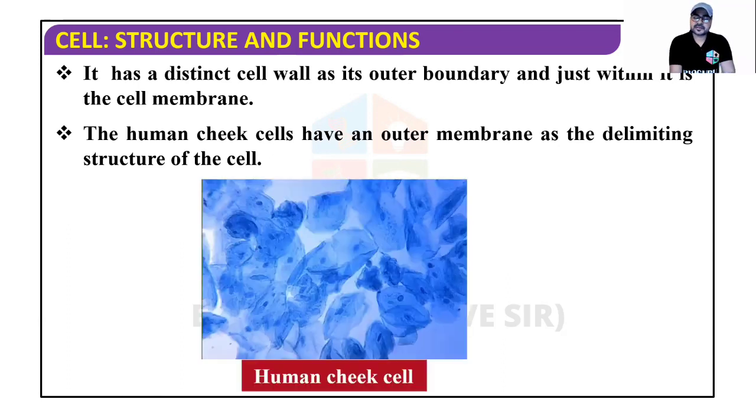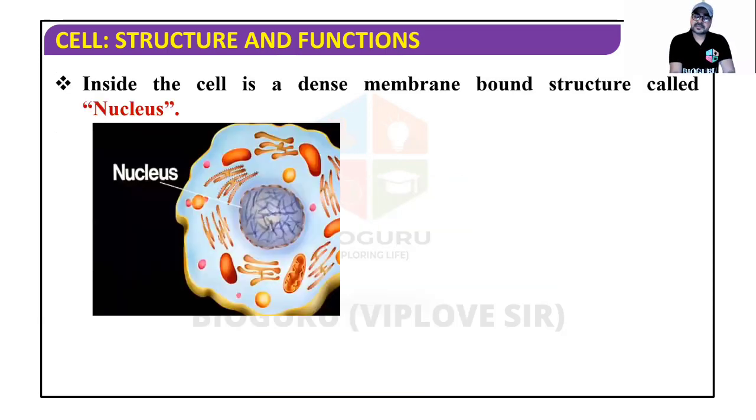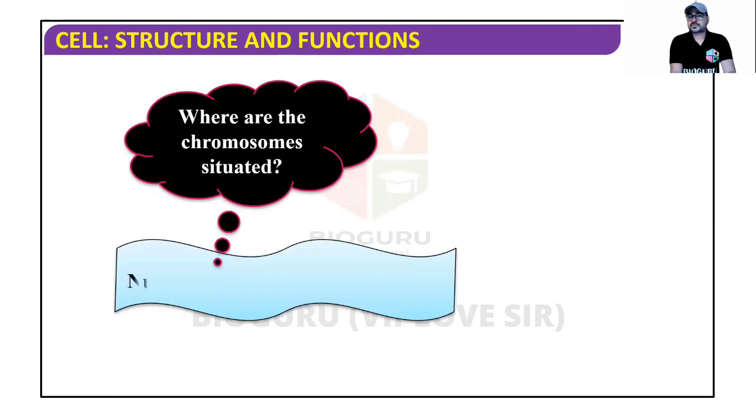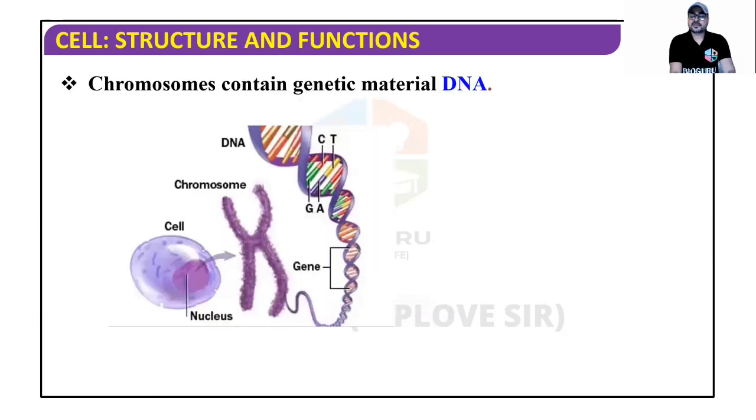Animal cells do not have a cell wall, but plant cells have a cell wall. Inside the cell is a dense membrane bound structure called nucleus. It is also called control room of the cell. So animal cell and plant cells both contain nucleus and chromosomes. Chromosomes are found inside the nucleus. Chromosomes contain genetic material or DNA, deoxyribose nucleic acid.